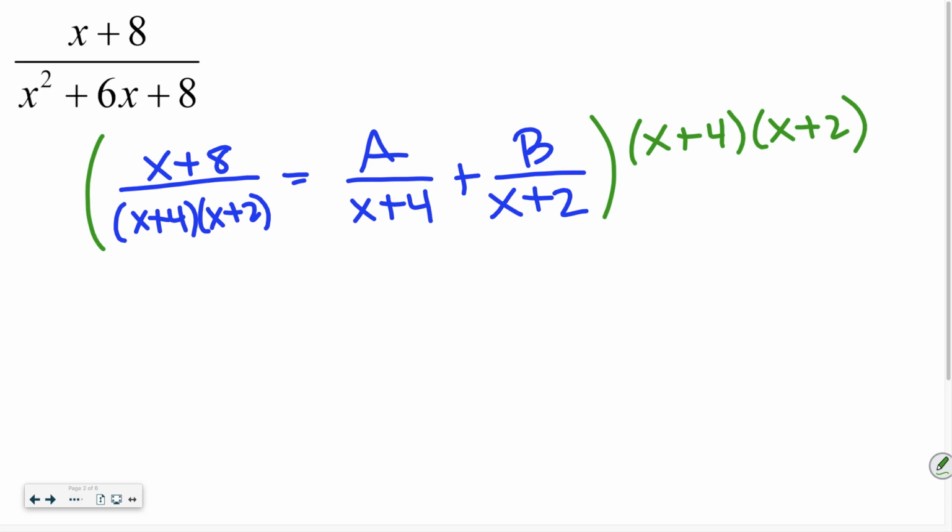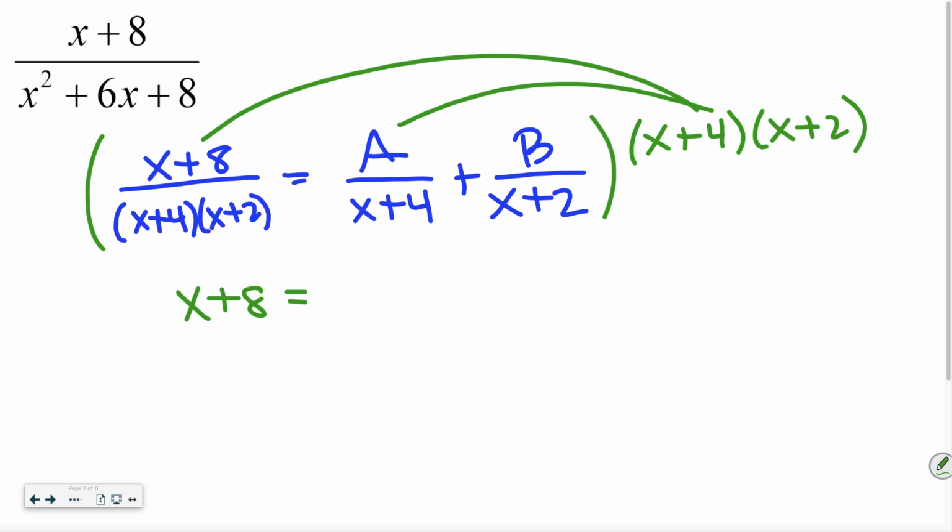All right, so what happens? When we take this LCD and we multiply it by this left side, what happens? We are only left with x plus 8 because the x plus 4's cancel and the x plus 2's cancel, right? What happens when we take this and we multiply to this fraction right here? Our x plus 4's are going to cancel. Do you see that? Our x plus 4's are going to cancel, and we're going to be left with our numerator A times x plus 2.